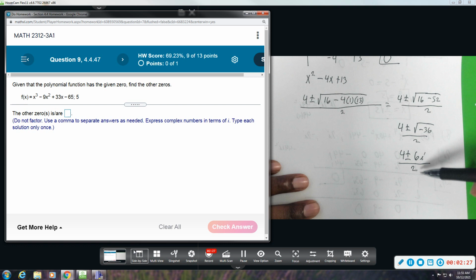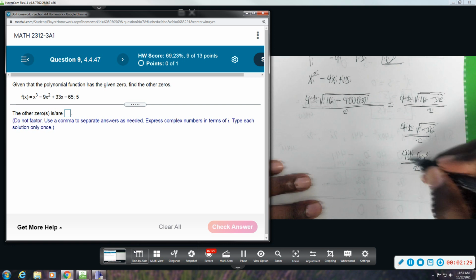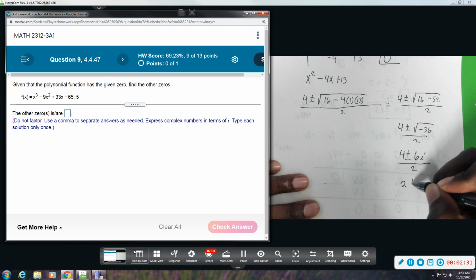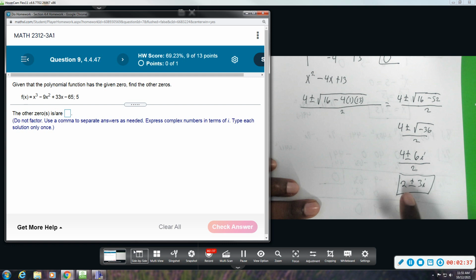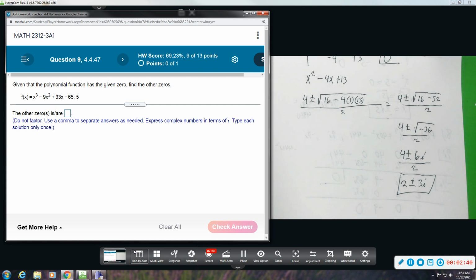Both these terms are divisible by 2. So 4 divided by 2 will give us 2 plus or minus 6 divided by 2 is 3, so 3i. So my other two zeros are 2 plus 3i, 2 minus 3i. You can just say 2 plus or minus 3i.